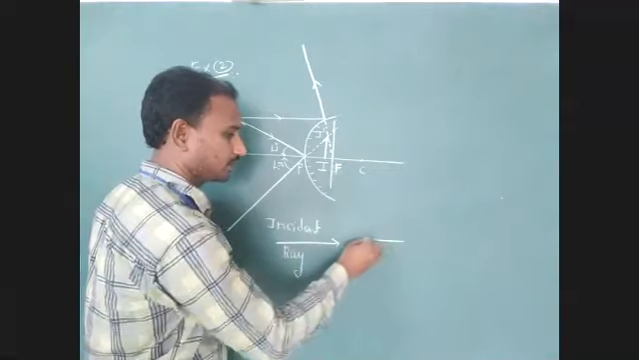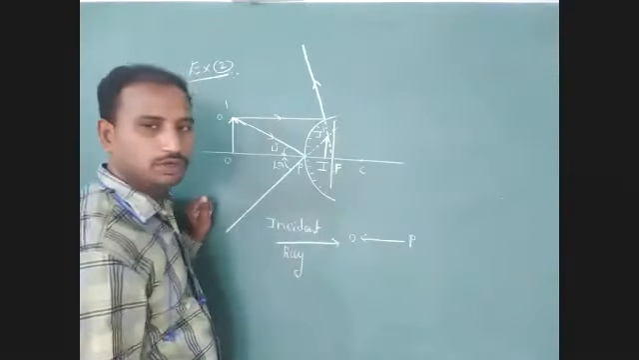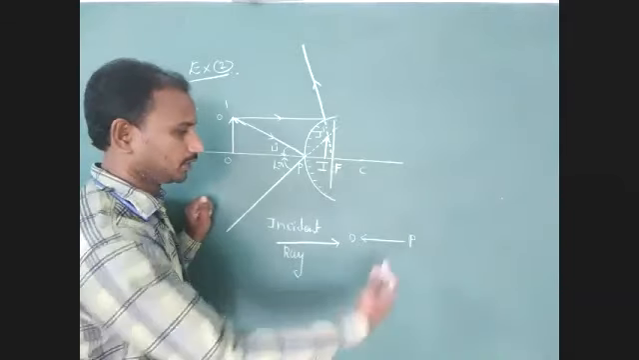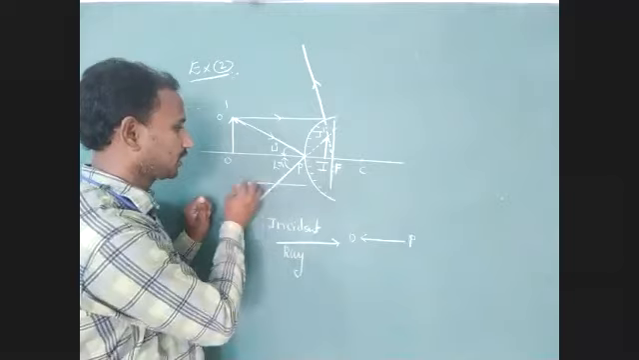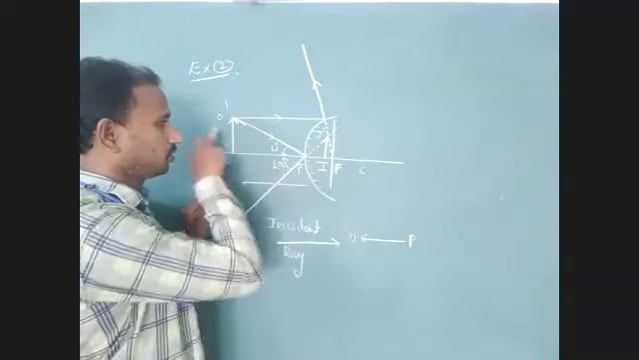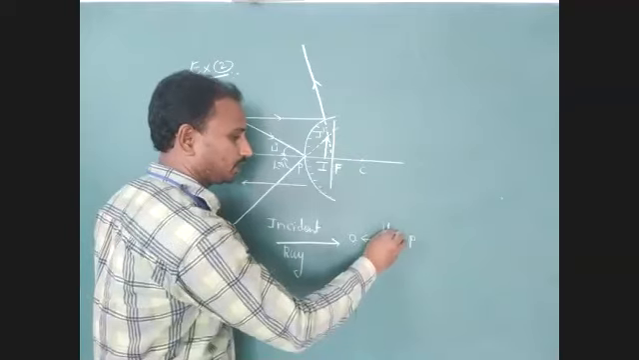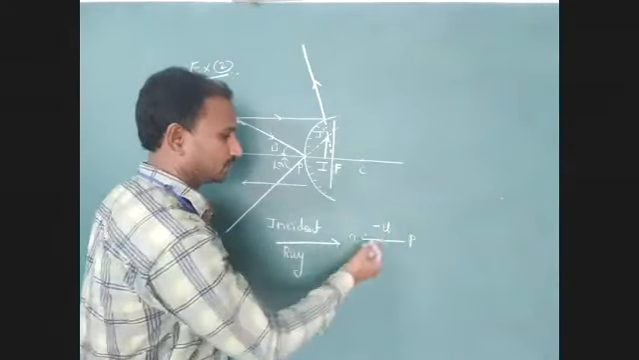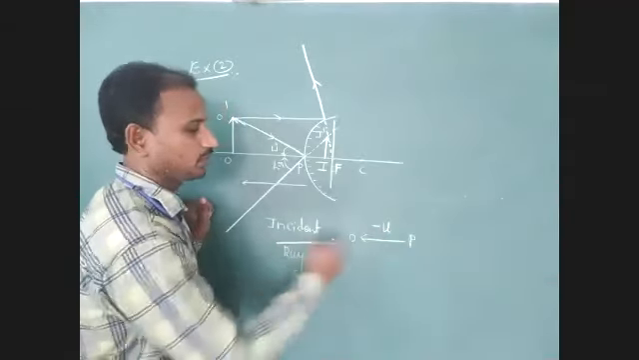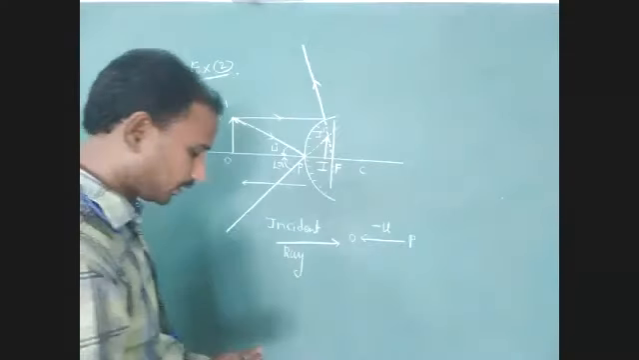So what is the direction? From pole to object, which is opposite to the incident ray direction. So you have to consider the direction opposite to the incident ray direction. The object distance is represented by u. The sign convention for object distance is minus. Minus indicates opposite direction.